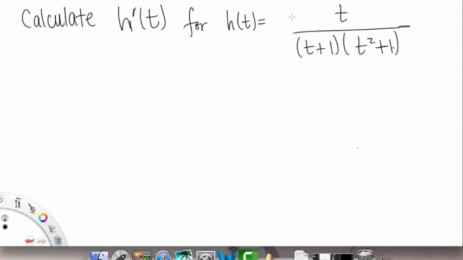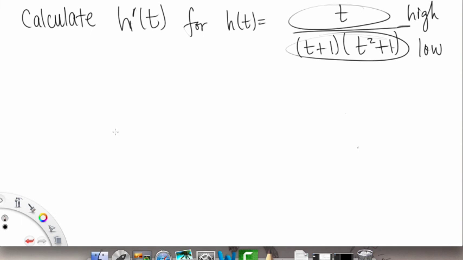All right, so let's identify what we have. First of all, on the top we have this. This is our u, or our high function. And on the bottom this is our low function, according to the rhyme. Okay, so let's write it out. What we're going to have is h prime of t is equal to low d high.